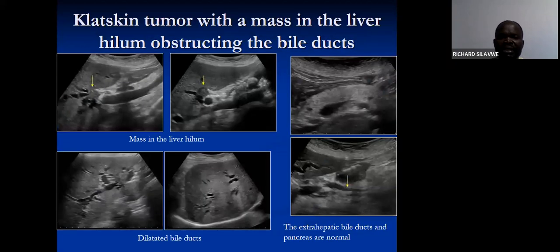So these are images just showing us this type of tumor with a mass in the liver at the hilum level. You can see this is the hilum area here of the liver. Okay, so this one is now obstructing the bile duct, hence causing the dilatation of the intrahepatic duct.